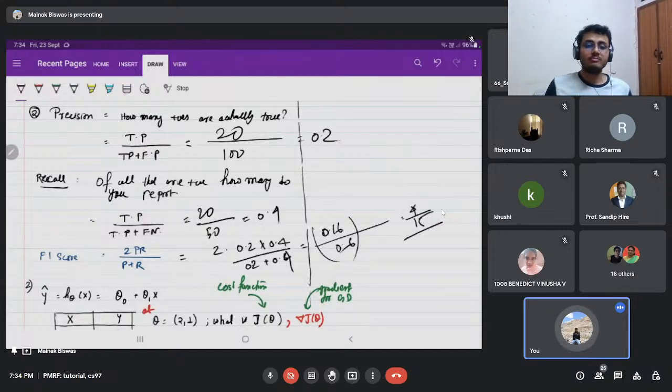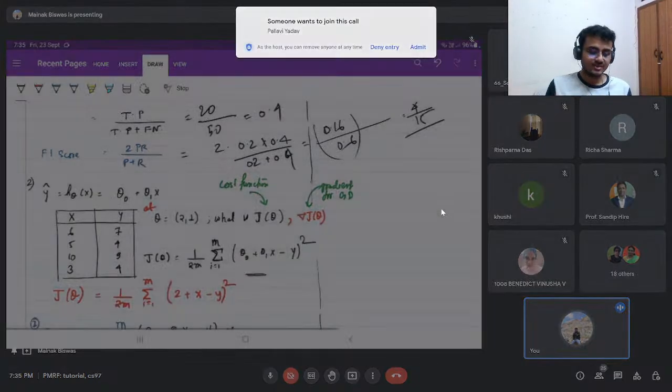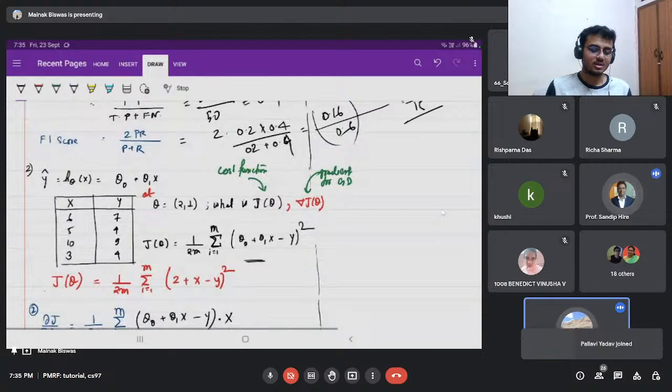This is all about the evaluation metrics that we covered in week 1, and bias and variance. All these things were covered in week 1. So we'll go to week 2 as well as week 6 and try to go ahead.